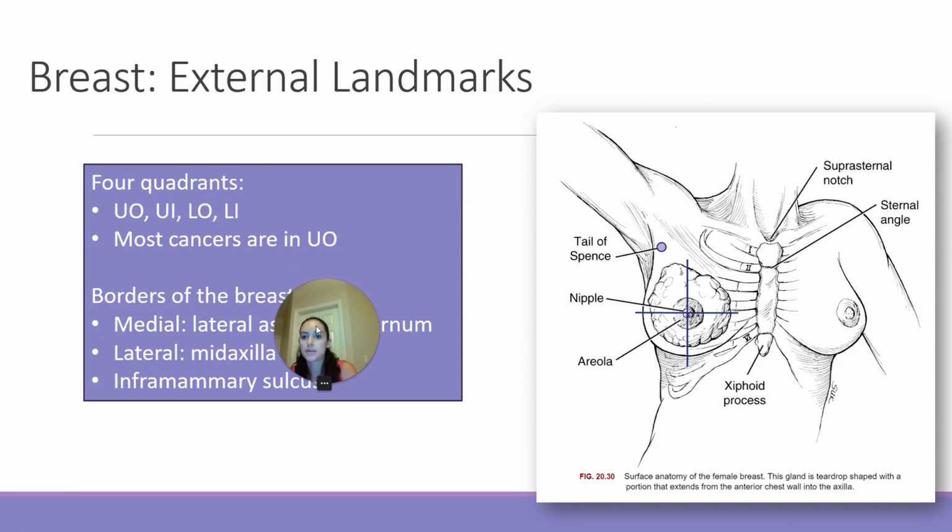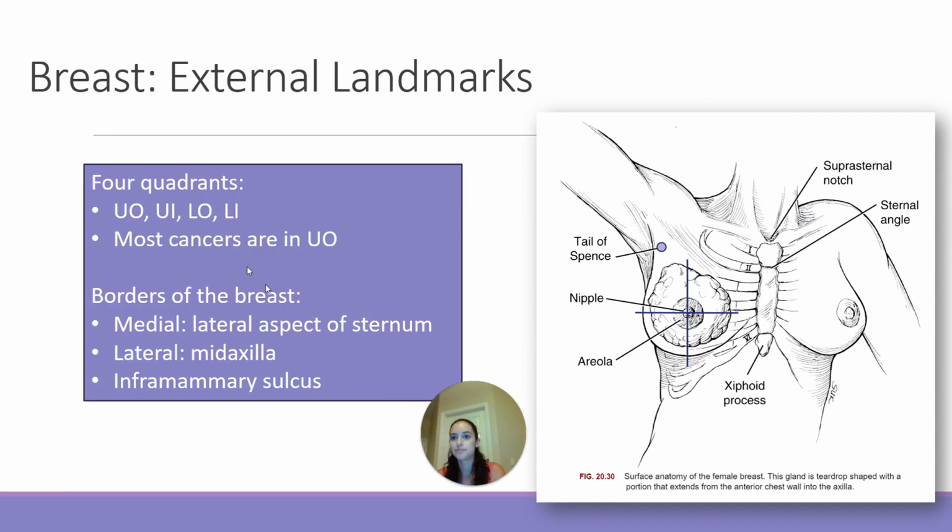All right, moving on to the breast. The breast has external landmarks. I love this picture, it's so straightforward. We have the suprasternal notch. Remember, that's the little space right here between your two clavicles. The suprasternal notch and the clavicle actually mark the superior border of the breast. The lateral side of your sternum, you could say the body of the sternum and the manubrium, is what marks the medial side of your breast.